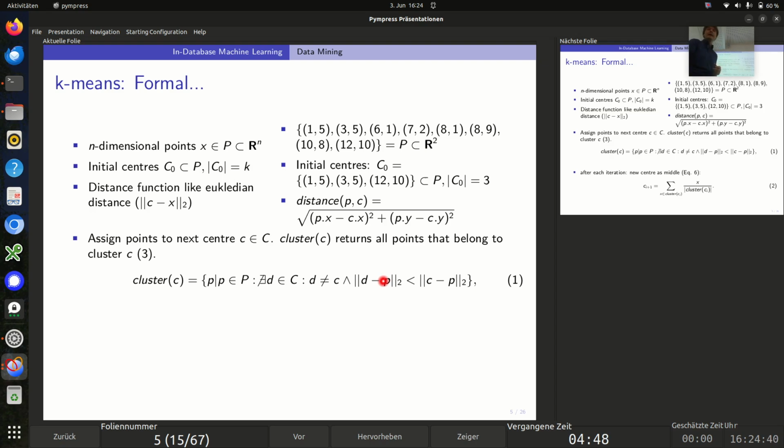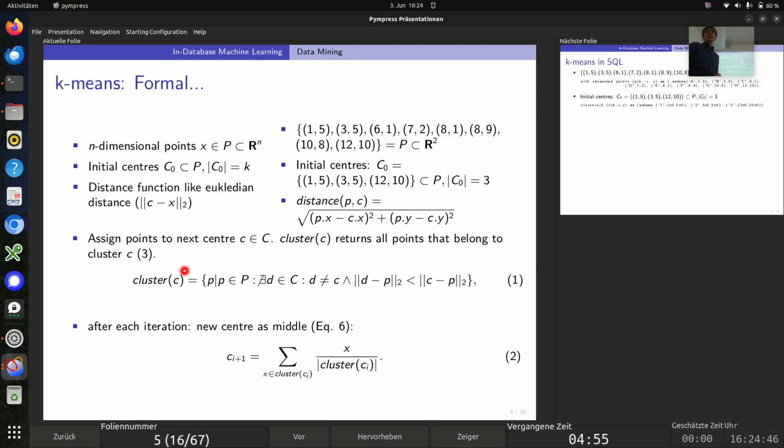Yeah, so basically that's it. One function that returns you all the points to a cluster, and then recomputing the new centers is quite easy. Okay, and I wanted to do that in SQL. And so let's start with SQL.